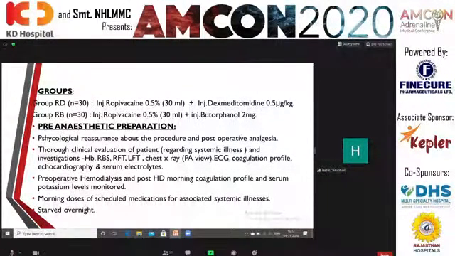Pre-anesthetic preparation: psychological reassurance about the procedure and post-operative analgesia, thorough clinical evaluation of the patient, and pre-operative hemodialysis and post-HD morning coagulation profile and serum potassium level monitoring. Morning dose of scheduled medication for associated systemic illness and starve overnight.